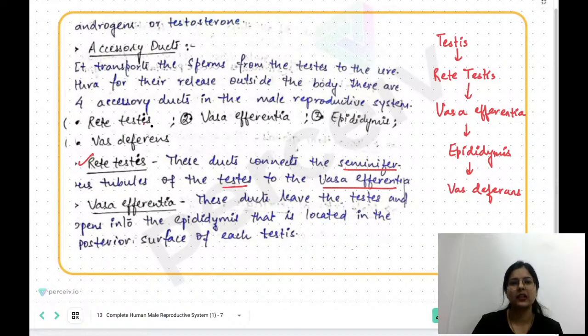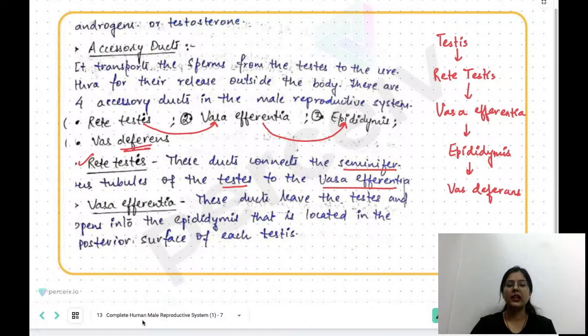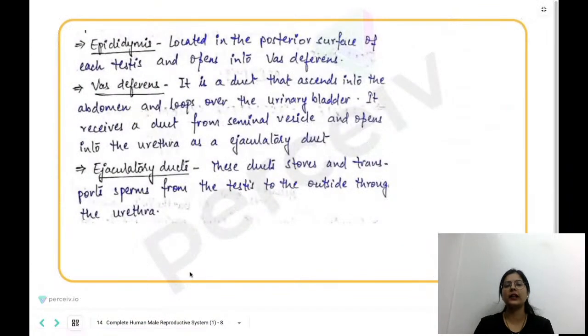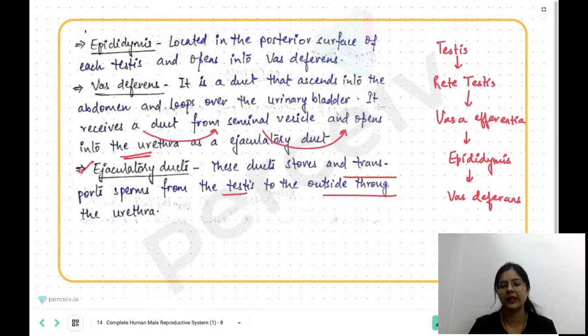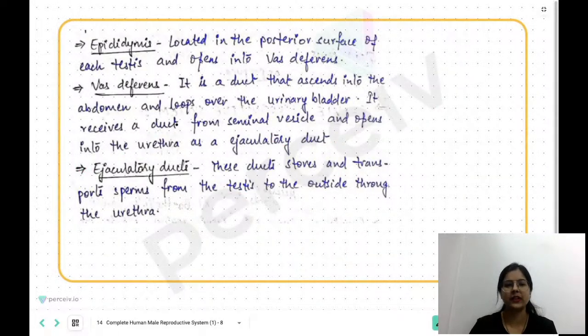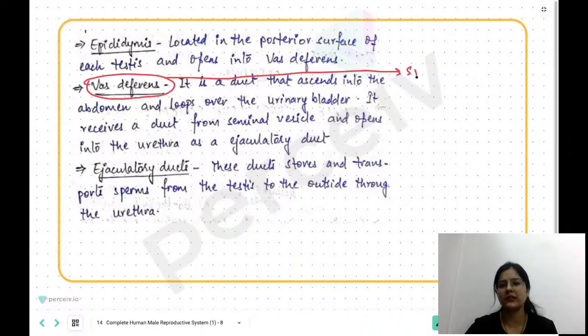It's a connecting tube, rete testis to vasa efferentia. Then vasa efferentia actually connects the rete testis to epididymis, and then epididymis is ultimately connected to the vas deferens. Now vas deferens is also known by another name. As you can see, vas deferens को कुछ cases में sperm duct भी हम consider करते हैं. So in some books you might find it as sperm duct. So this vas deferens is also considered to be a sperm duct. That is the case.